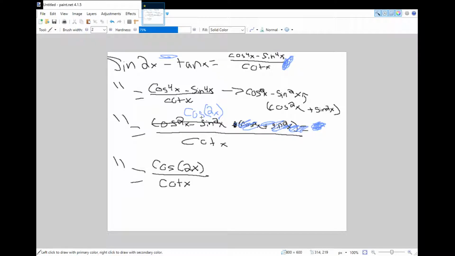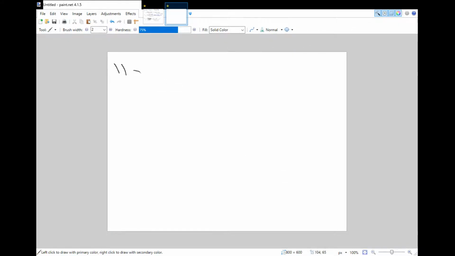Now, if you look at your blue sheet, cosine of 2x could be one of three things. It could be cosine squared x minus sine squared x, 1 minus 2 sine squared x, or 2 cosine squared x minus 1. So I'm going to go with the 2 cosine squared x minus 1. So get rid of that and put this all over cotangent. So now we're gonna make a new page, make it clear. Theta equals 2 cosine squared x minus 1 all over cotangent x.